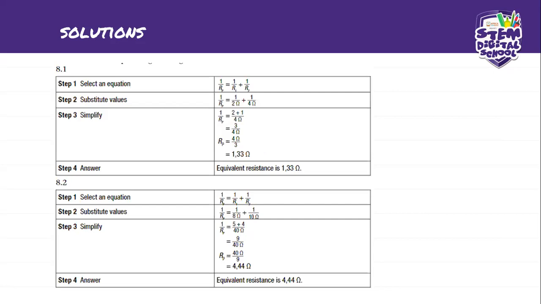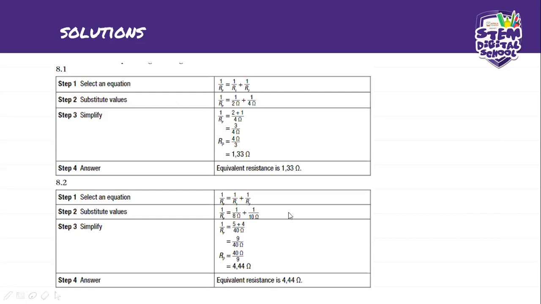Okay. So let's do it for the second one again. This one, the second one also takes the same procedure as the one that we just did now. You're going to say 1 over R parallel is equal to 1 over R1 plus 1 over R2. And what's the lowest common denominator here? It's going to be 40. Imagine.